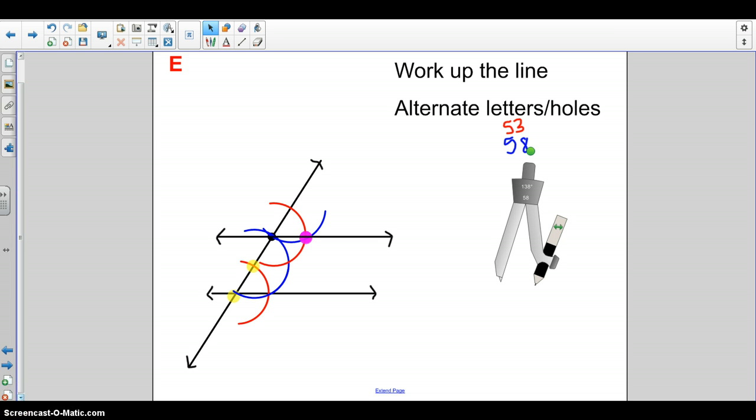Just as a further reminder on this one, construction E tends to be the most difficult one for students. A reminder again, just work up the line and then also alternate the letters in the holes that you use. I find that when you make the first arc go below the point, it does make things a little bit easier to visualize.